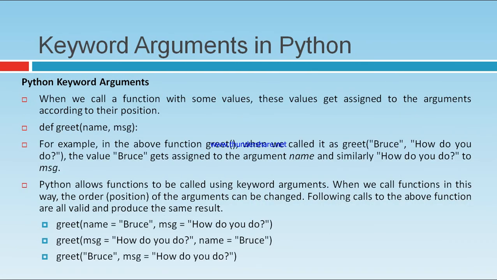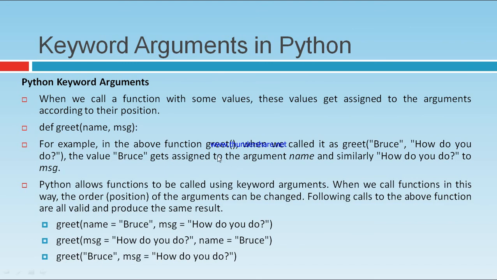Then what is keyword argument in Python? Here, when we call a function with some values, these values get assigned to the arguments according to their position. Right? The computer follows the sequence order, and where we supply the value is stored according to the sequence order.